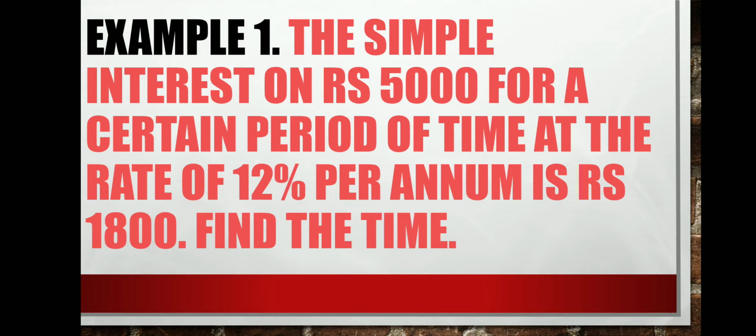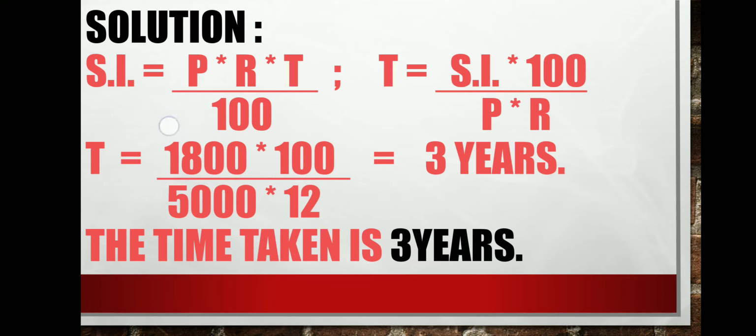Now let us see example 1. The simple interest on rupees 5,000 for a certain period of time at a rate of 12% per annum is rupees 1,800. Find the time. So what are the things given here? This rupees 5,000 is principal, 12% is rate and 1,800 simple interest is given. What we have to find out is time. We know the main formula, SI equals P into R into T divided by 100, and we know T equals SI into 100 divided by P into R. Now we'll put the values given in this sub-formula to find T. SI is 1,800 into 100 divided by P, that is principal 5,000 into 12, that is rate of interest. That comes to 3 years, time in years.